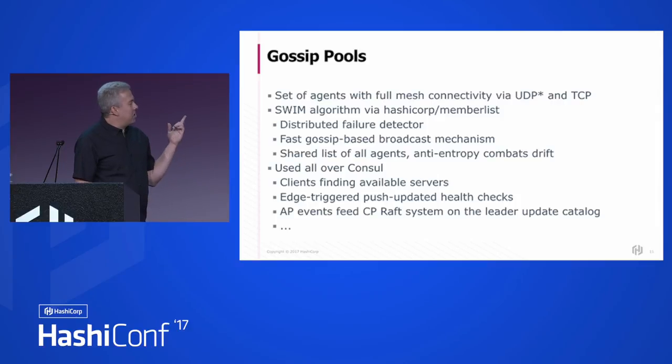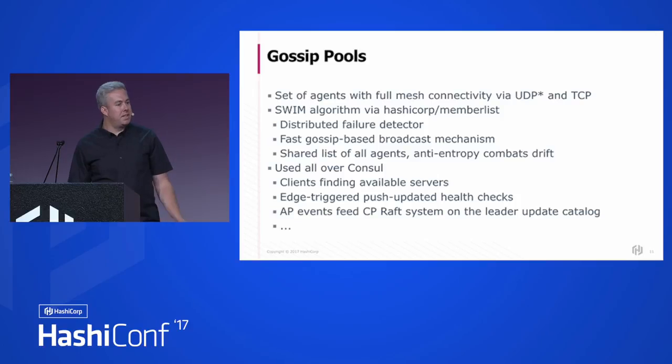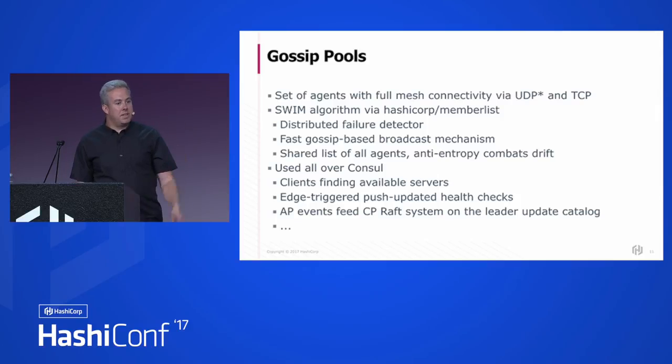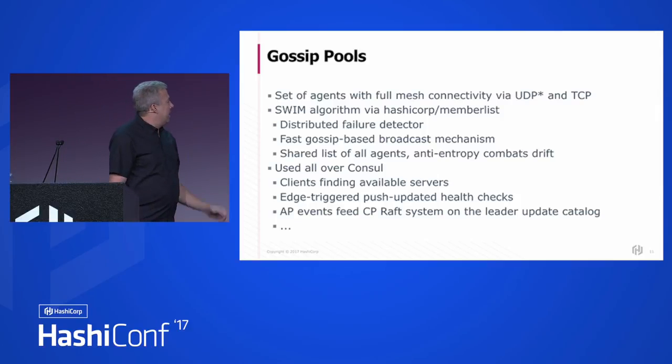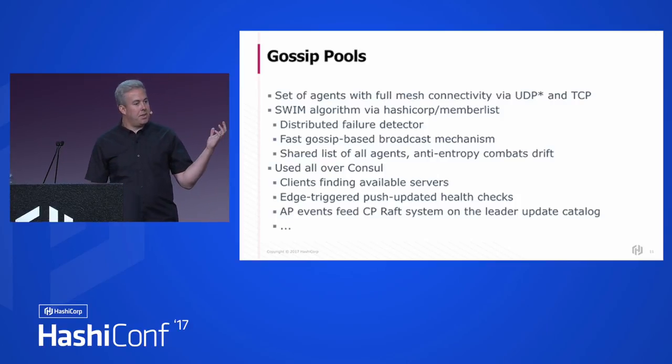And there's a shared list of all the agents. So they can kind of know, not necessarily in a consistent fashion, but in an eventually consistent way, who all's in the cluster, who's coming, who's going. And there's an anti-entropy process, so eventually the drift gets cleaned up and they all end up in the same state. And this is used all over Consul. So we use it for the client agents to discover where the Consul servers are. So when a server gets replaced, the new one will be broadcasted out to the rest of the cluster through this mechanism.